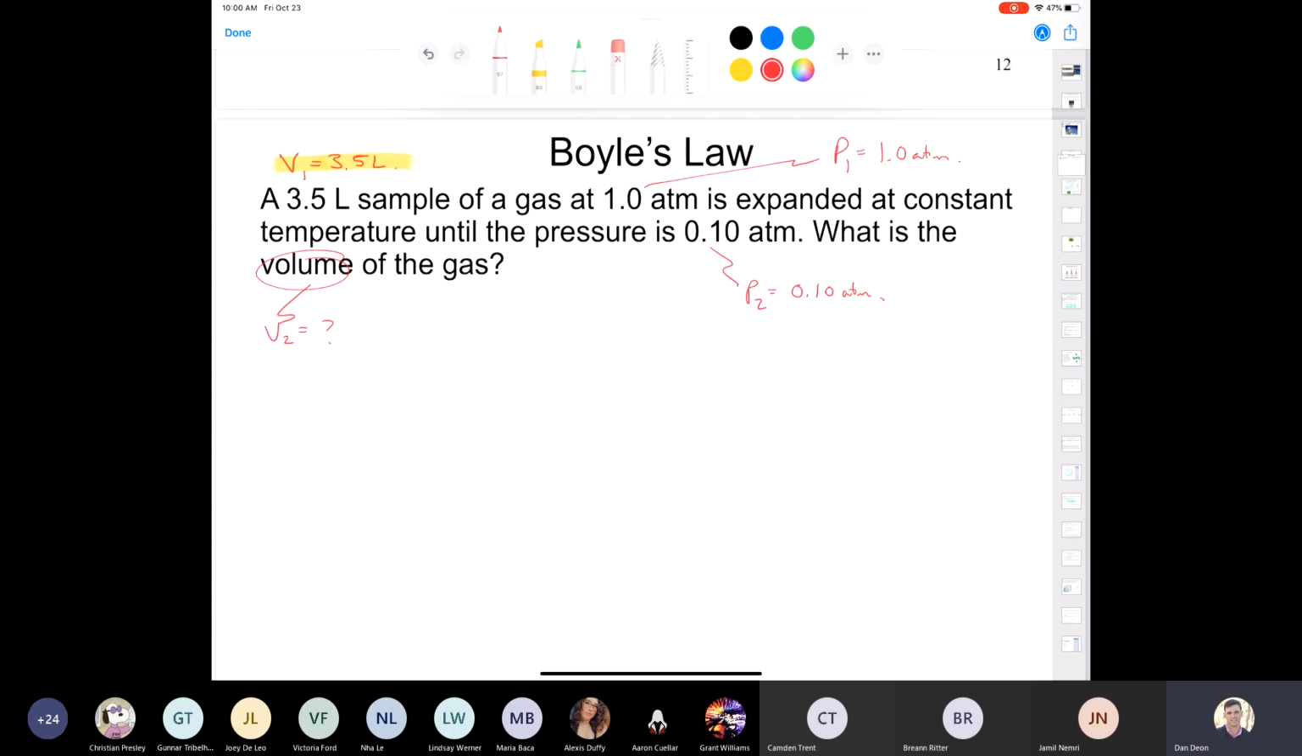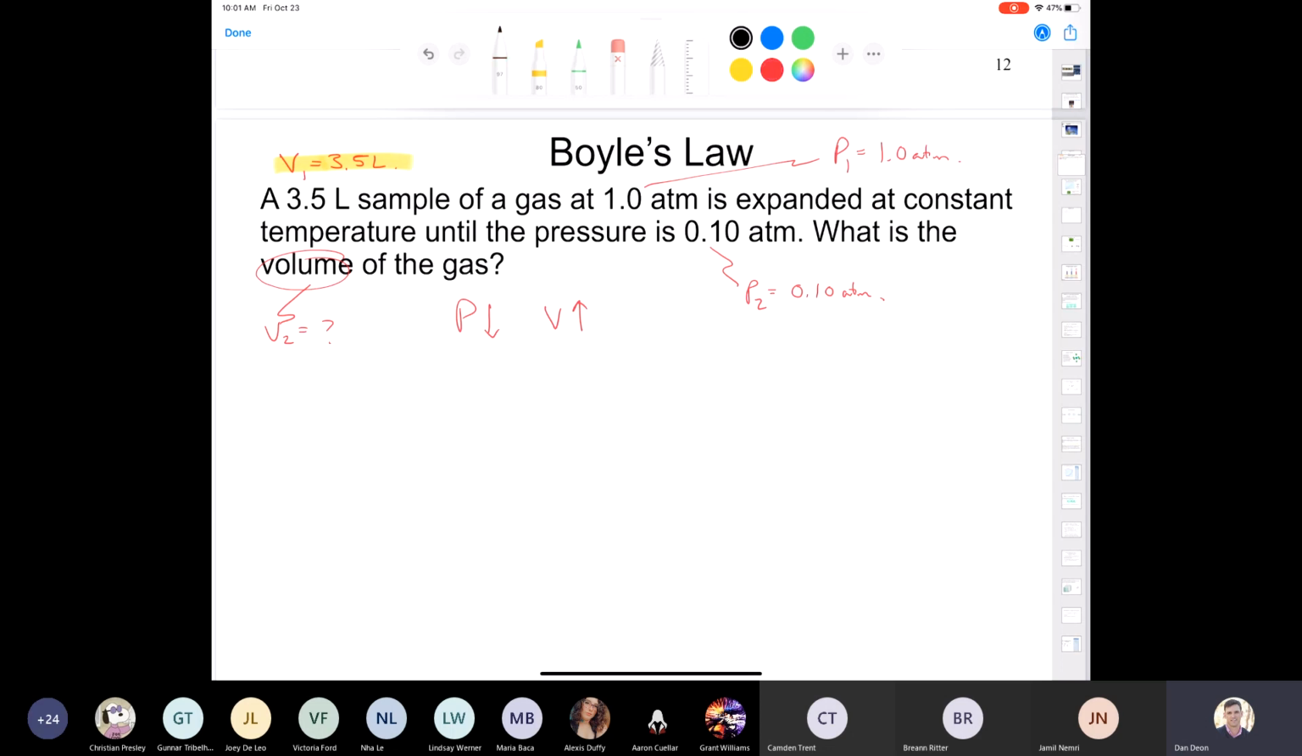I see that Ashlyn wrote more. I think she's on the right track. How did she know that so quickly? Well, the pressure is dropping. We're going from a high pressure to a low pressure. So if P is going down, what's going to happen to V? It's going to go up. So our final answer for V2 should be higher than 3.5 liters.